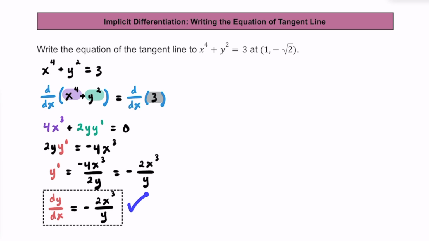But what specific point are we given here? Well, we're given this x value of 1 and this y value of negative root 2. So we want to find the instantaneous rate of change at that specific point. So let's find the slope of the tangent line at the given point (1, negative root 2).